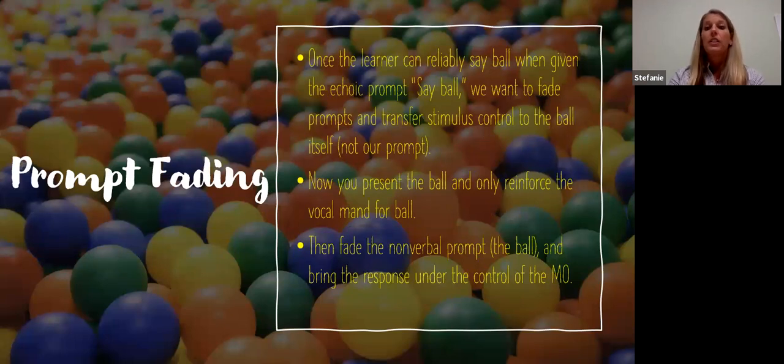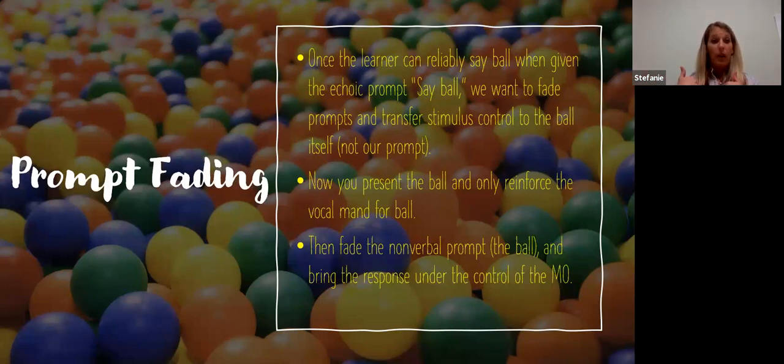Prompt fading. Once the learner reliably says "ball" when given the echoic prompt, we want to fade the prompts. We want to fade the echoics and transfer stimulus control to the ball itself, not our prompt. All that means is that before, we were giving them the script: this is what I want you to say. Say "ba," say "ball." They comply, they did it, and we were able to get the word "ball" reliably.